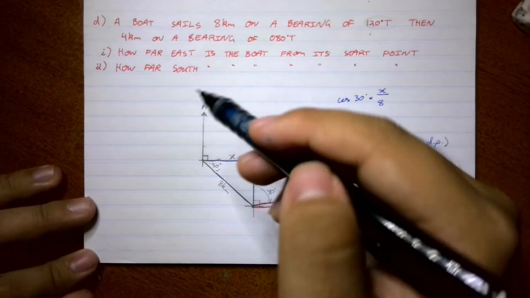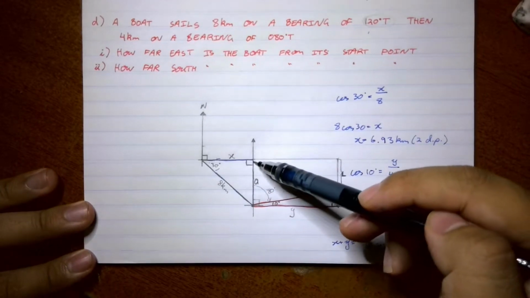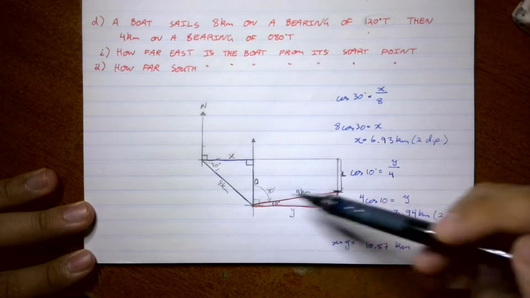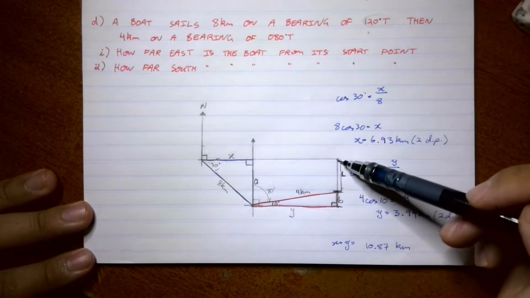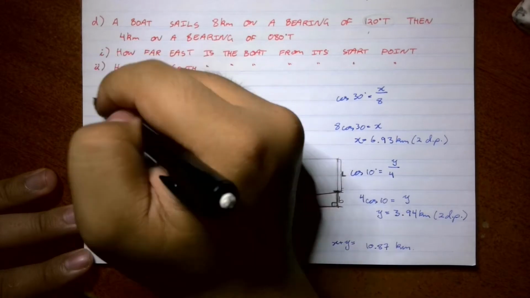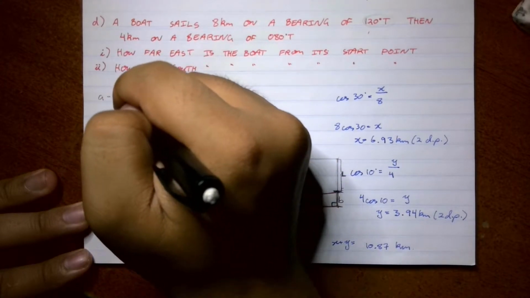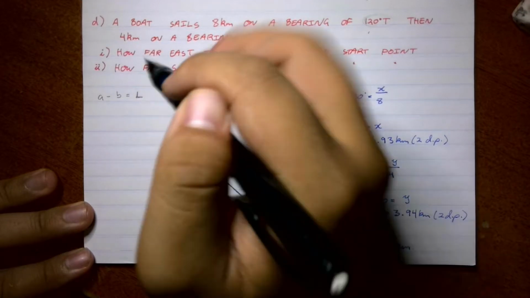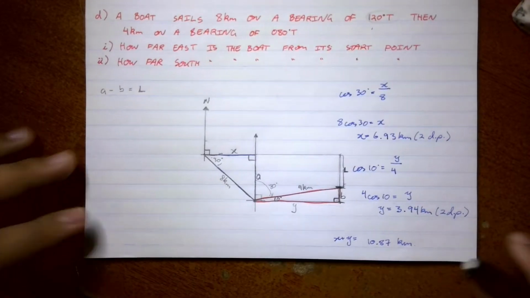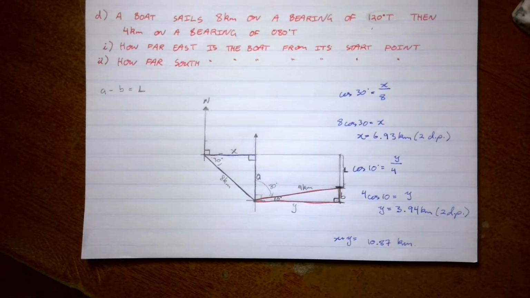Can you see how A minus B will give us the length L? Let me write that down. A minus B will give us L. You can pause the video and take your time to try and figure that out, and just really think about that.